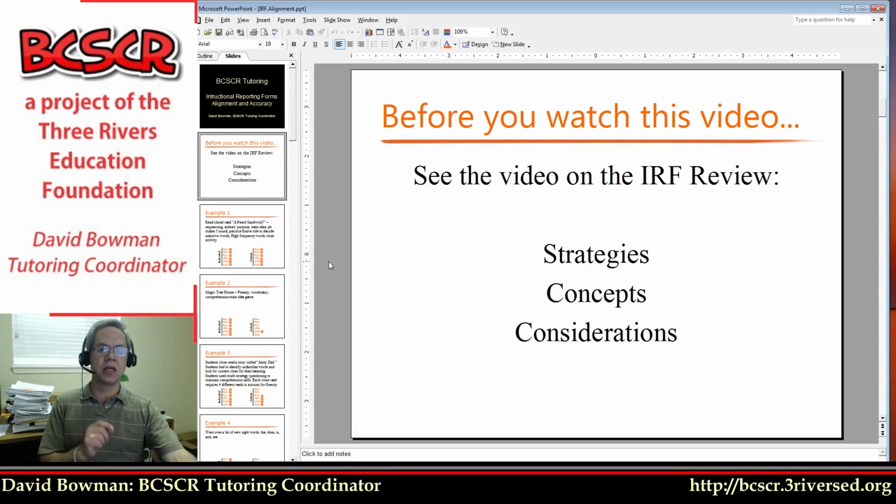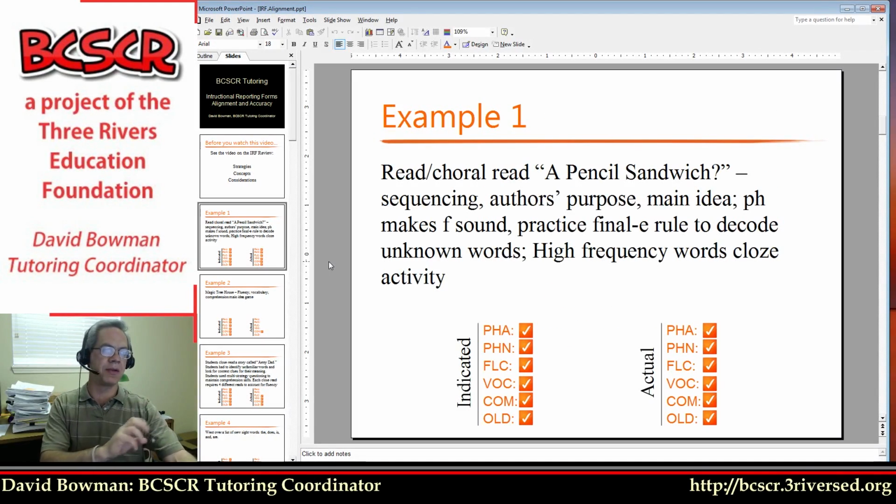So let's start walking through some examples. We're going to read the example. We're going to see what the tutor indicated and what I think actually happened. So the first example is this. The tutor writes: read, choral read, a pencil sandwich, sequencing, author's purpose, main idea, PH makes F sound, practice final E rule to decode unknown words, high frequency words, cloze activity. All right, and what the tutor indicated was that she addressed all 6 areas.